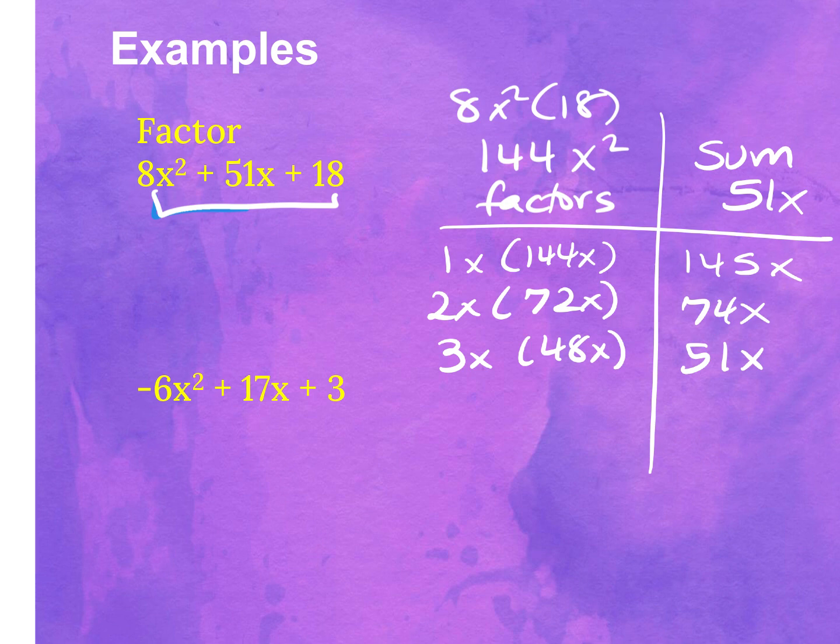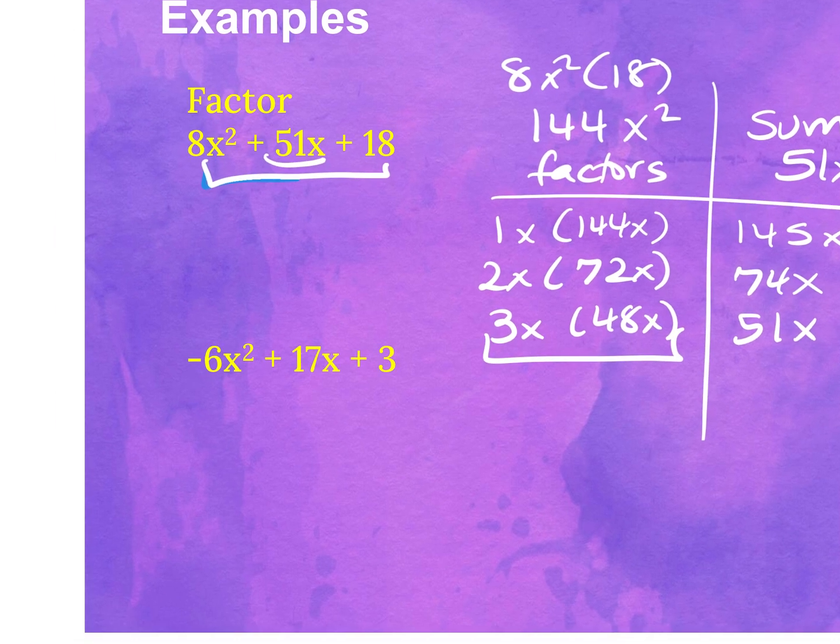So now these are going to be the numbers that I replace for my 51. So I rewrite the 8x squared. I'm replacing the 51 with the 3x and the 48. And again, it doesn't matter the order you put them in. You'll get the same answer either way.